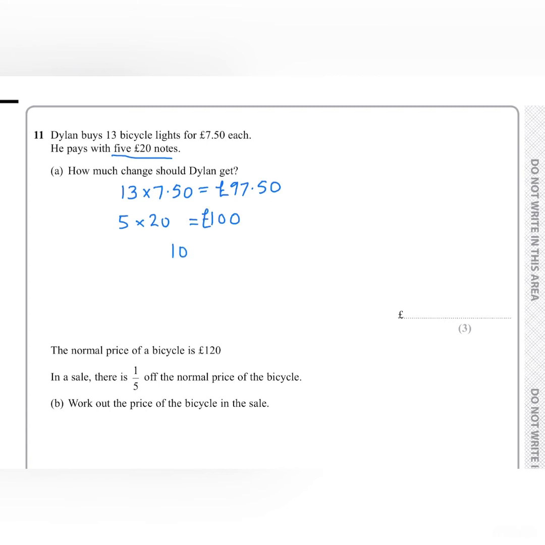So we can do 100 minus £97.50, and that will be £2.50 change, so £2.50.